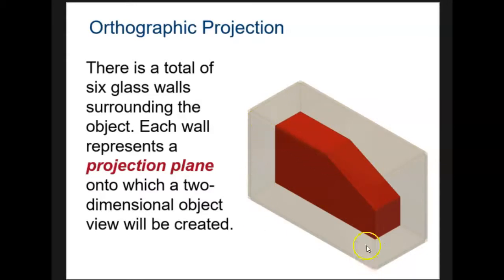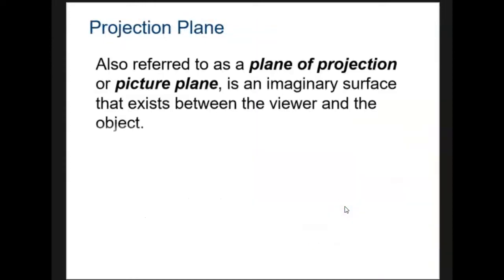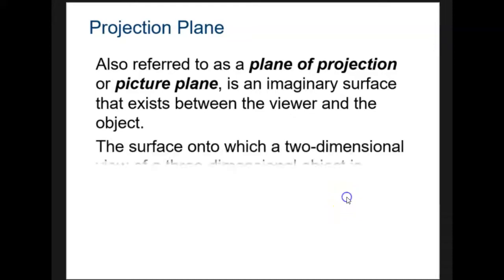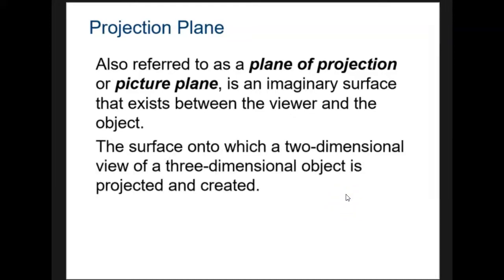So this front wall right here is a projection plane. We can project the front view of that object onto this projection plane to get the outline, the object lines that we need for the front view drawing. This is also referred to as a picture plane or plane of projection. It's the imaginary surface that exists between the viewer and the object. It's the surface onto which a 2D drawing of a 3D object is projected and created.